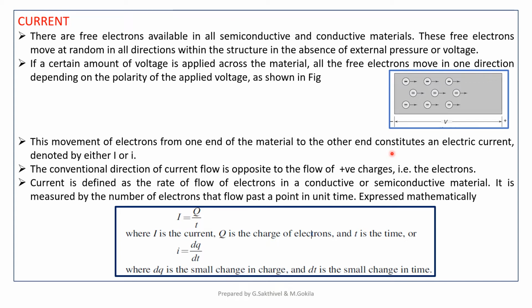The conventional direction of current flow is opposite to the flow of charges, that is the electrons. Current is defined as the rate of flow of electrons in a conductor or semiconductor material. It is measured by the number of electrons that flow past a point in unit time. And the current is expressed mathematically as I is equal to Q by T, where I is the current, Q is the charge of an electron, and T is the time. The same current is also represented as dQ by dt, where dQ is the small change in charge and dt is the small change in time.